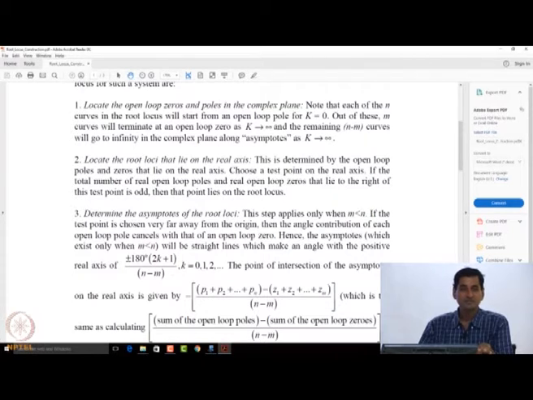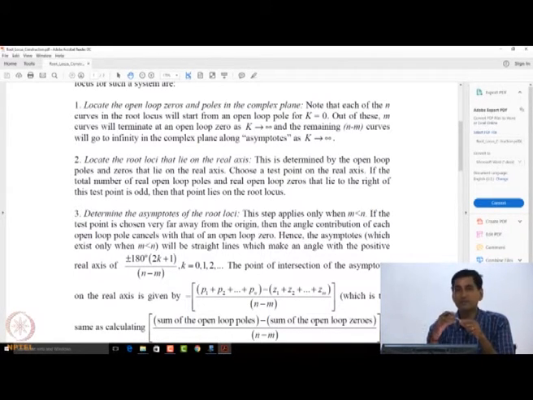The first step, given an open loop transfer function, was to locate the open loop poles and zeros in the S-plane. We learned that the root locus will have n branches in general. Each of those n branches will start from an open loop pole and end at an open loop zero if it exists, and the remaining n minus m branches will go to infinity along asymptotes. And then we figured out how to get the parts of the root locus that lie on the real axis, where we use the angle condition.